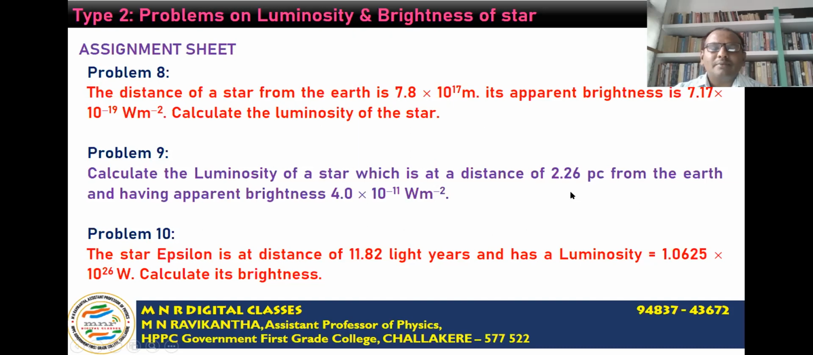The next problem is the star epsilon is at a distance of 11.82 light years and has a luminosity of 1.0625 into 10 to the power of 26 watts. Calculate its brightness. We know the formula brightness is equal to L divided by 4 pi D square, where D must be in meters. It is given in this problem in light years. Make the conversion. 1 light year is equal to 9.5 into 10 to the power of 15 meters. Use the conversion factor, convert the distance D into meters, then use the formula to solve for its brightness.